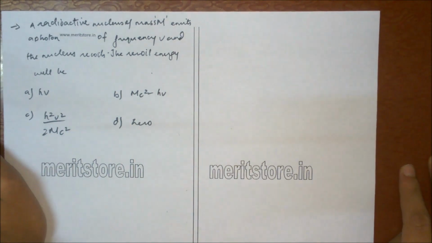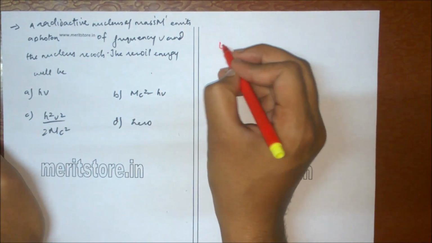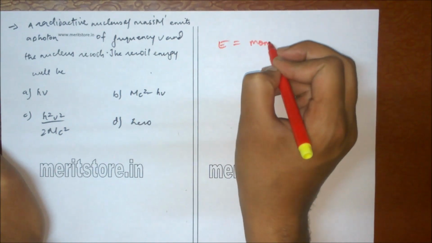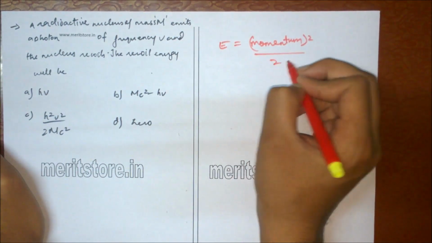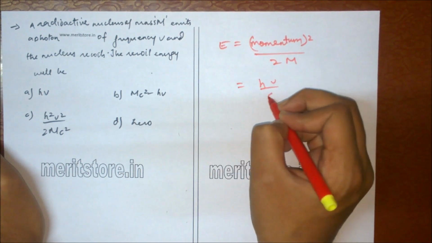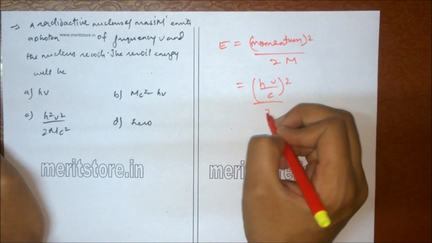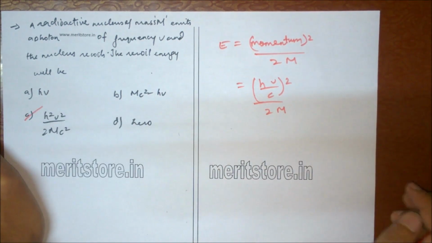A radioactive nucleus of mass m emits a photon of frequency nu, and the nucleus recoils. The recoil energy will be, you know that energy is equal to momentum square divided by 2m. So we can write this as (h nu upon c) the whole square upon 2m. So option C is the correct answer.